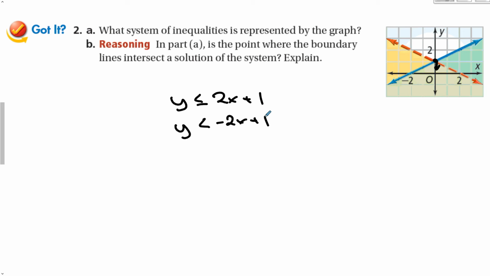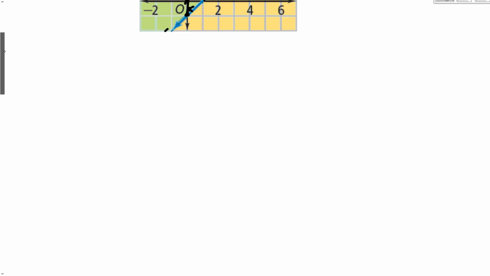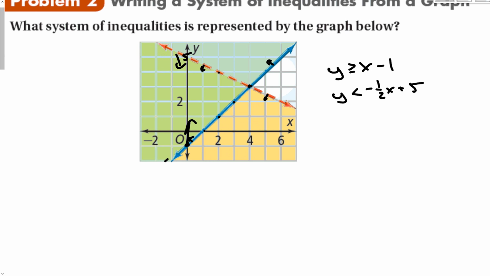In part A, is the point where the boundary lines intersect a solution of the system? So let's look back here. Is this a solution of the system? Well, it's a solution on the blue line, but not on this one because it says y has to be less than negative 1/2 x plus 5. That point would be where it would be equal to negative 1/2 x plus 5. So in this case, it is not a solution to the system.